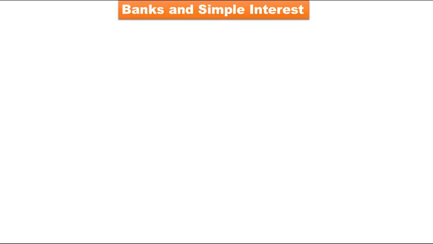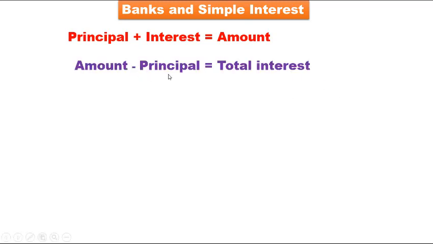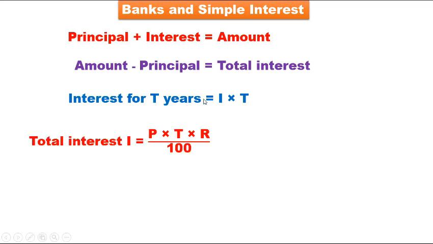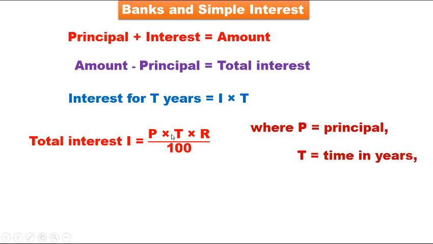Banks and Simple Interest. There are some formulas which are used in this chapter. Principal plus interest is equal to total amount. Amount minus principal is equal to total interest. Interest for T years is equal to I into T. Total interest I is equal to P into T into R divided by 100, where P is equal to principal, T is equal to time in years, and R is equal to rate of interest.